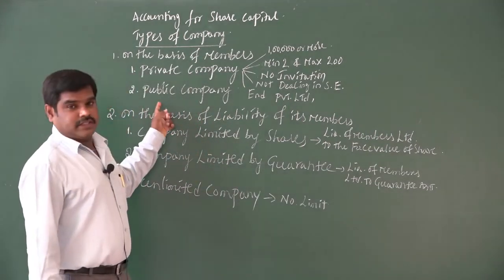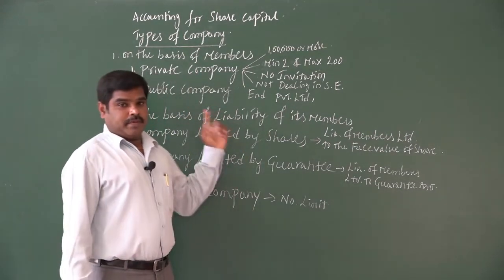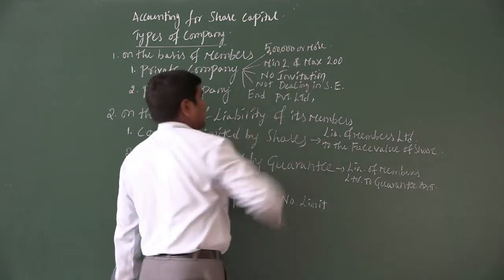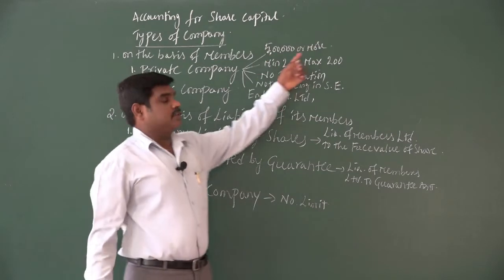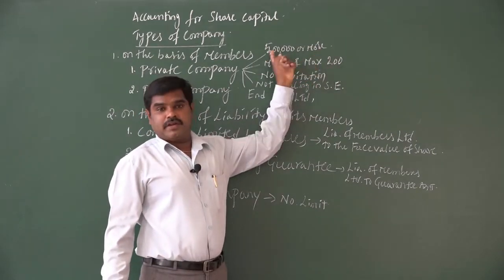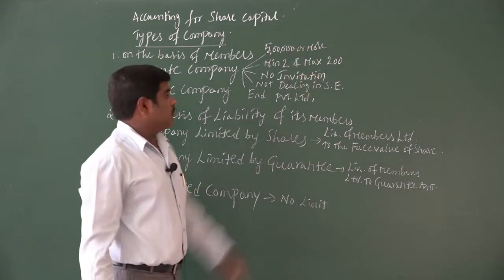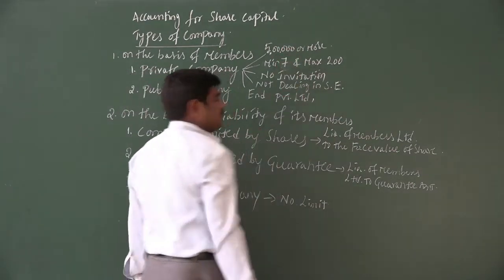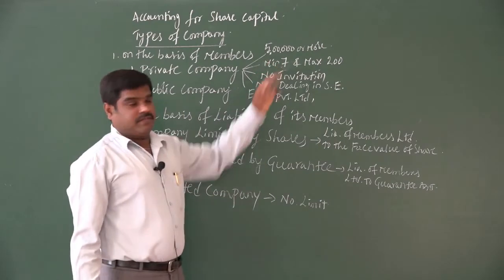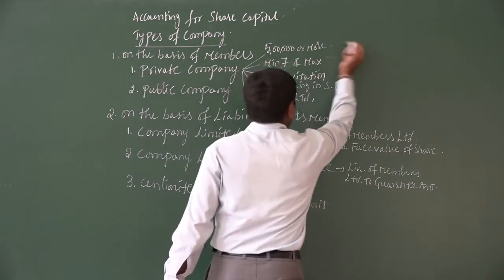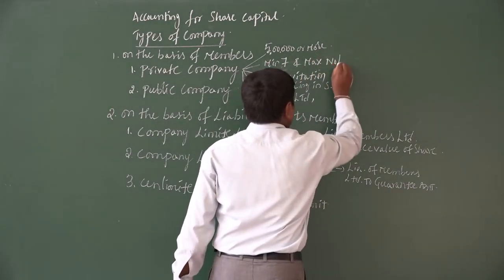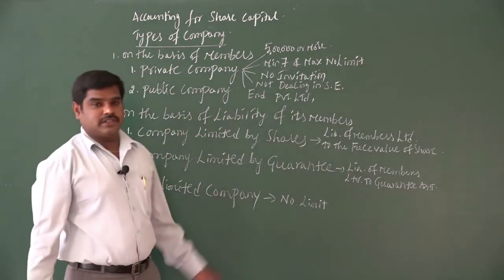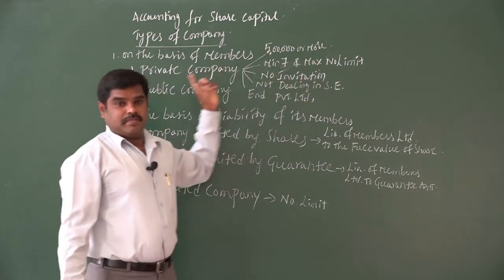Moving on to the next, that is the public company. A public company is a company which has a minimum paid up capital of rupees 5 lakh or more, and the minimum number of members is restricted to 7, and the maximum has no limit, unlimited. Any number of shareholders can become a member of a public company.